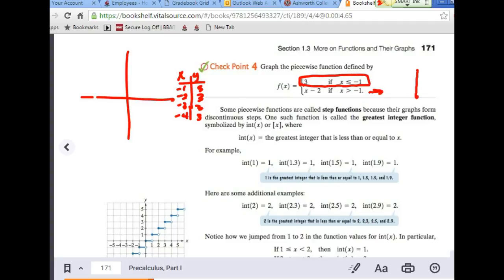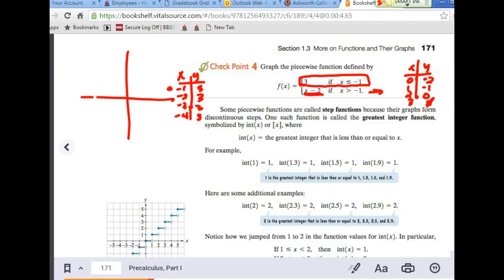As opposed to this one, if I make an XY chart, and I plug in everything greater than negative 1, which would be 0, 1, 2, 3, and so on. Now, the negative 1 is going to get included here. You can't really start at 1 because it's not going to be included. And you're going to use this equation right here, which is x minus 2. So 0 minus 2 is negative 2. 1 minus 2 would be negative 1. 2 minus 2 would be 0. And 3 minus 2 would be 1.